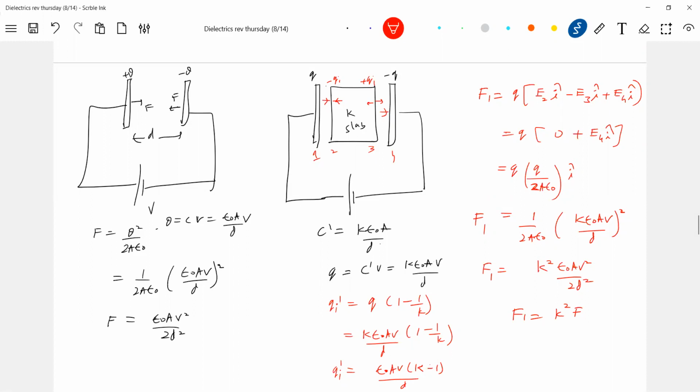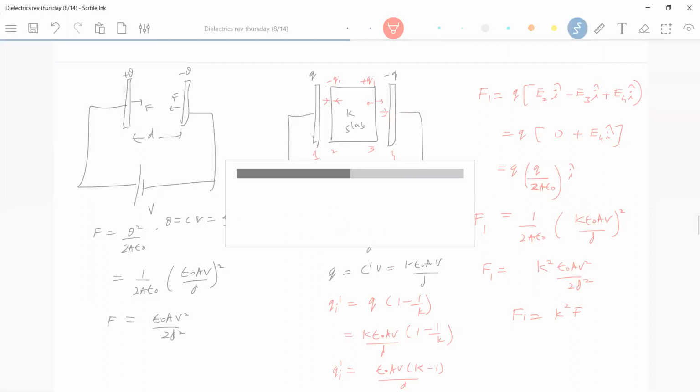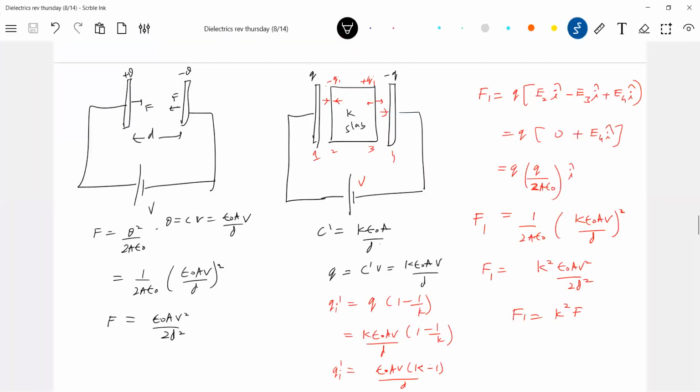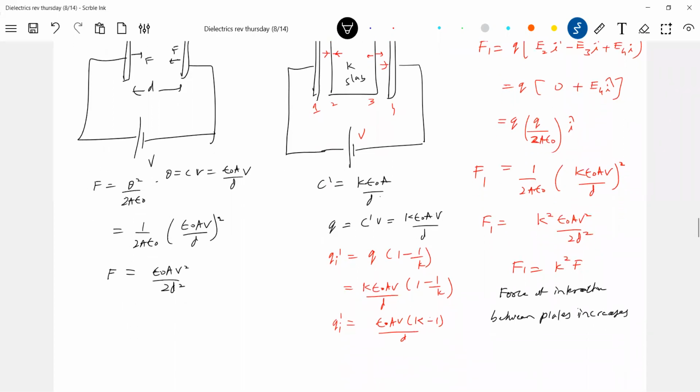Always, isolated charged capacitor versus capacitor connected to cell, definitely wide varieties of questions will be there for you. Force of interaction between plates increases. This we have discussed, but somewhere the end conclusion was brought and the sentences were not there, that's why I am trying to put it once again.